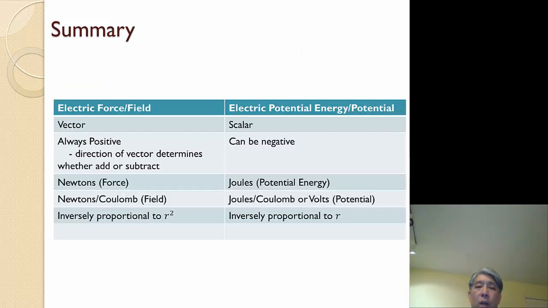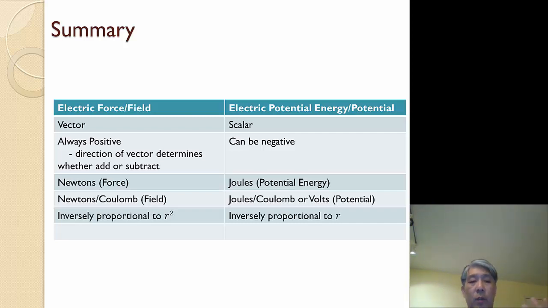So just to summarize, the difference between the electric force and field versus electric potential energy and electric potential. Remember, you're going to need to read very closely and make sure you know what I am asking you for. The words are very close and very similar. The two F words, force and field, those are the vectors. They point somewhere. Direction matters. The magnitude of your vector is always positive. The direction is what determines whether you add or subtract.